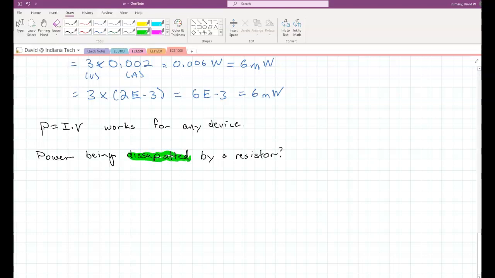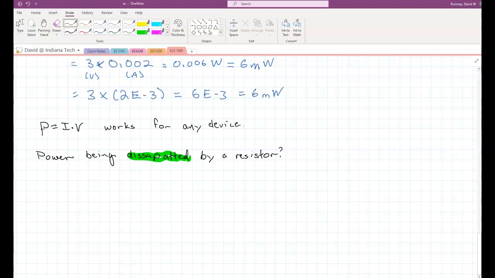Now, first off, let me highlight something here. I say power being dissipated by a resistor. A resistor does not generate power. A resistor only dissipates power. So it can dissipate it typically in the form of heat if it's just a random resistor, but there may also be light that you get from it, or something else. But a resistor only dissipates power. It cannot create power. If you can figure out a way to get a resistor to create power, come talk to me.